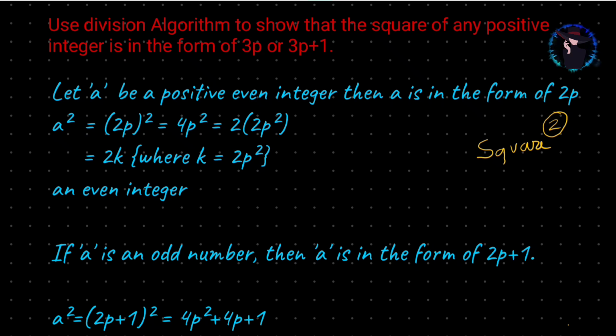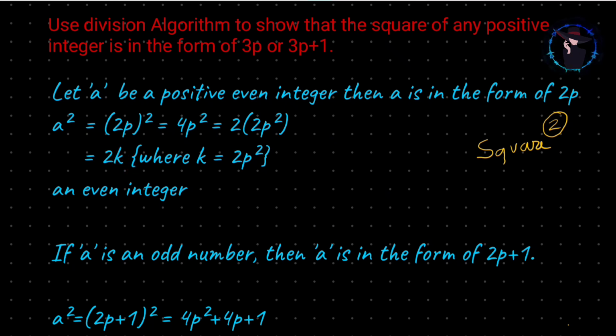Everyone knows that. Let a be a positive even integer. This a is in the form of 2p. Instead of 3p and 3p plus 1, we are supposing 2p and 2p plus 1. Because the question is asking for the square, we are going to square it. a square is equal to, let's first take 2p, okay? 2p whole square, which is equal to 4p square. If we take 2 common here, then 2p square, right? So let us consider this 2p square as k.